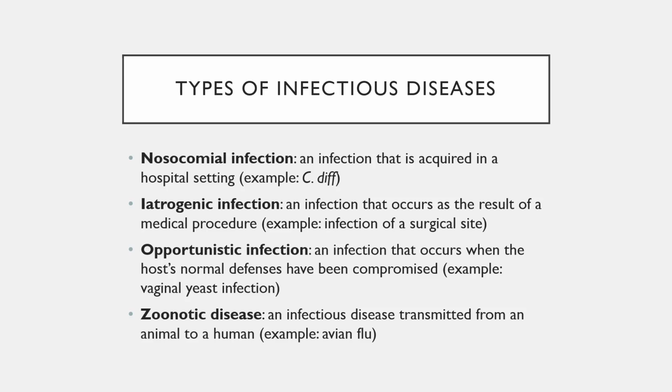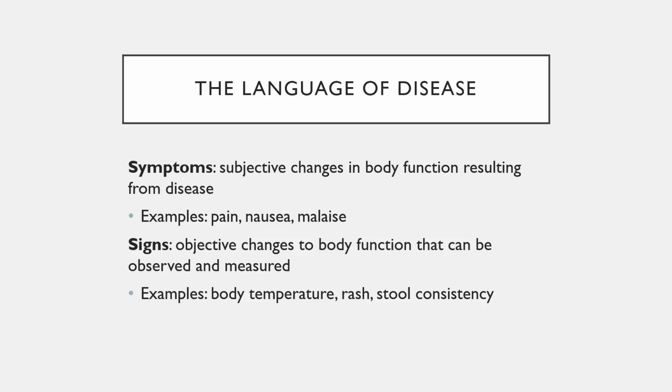As we move forward in the semester, we are going to be talking a lot about infectious diseases of the various body systems. In fact, our final 2 units are going to consist of this discussion exclusively. And so the language of disease that we're going to be using consists of 2 different words that are related but distinct from each other: symptoms and signs. So symptoms are defined as subjective changes to body function resulting from disease. These are things that can be felt and experienced but cannot necessarily be measured and quantified.